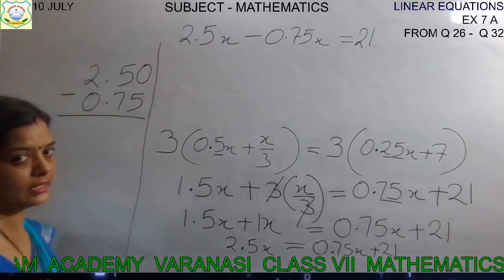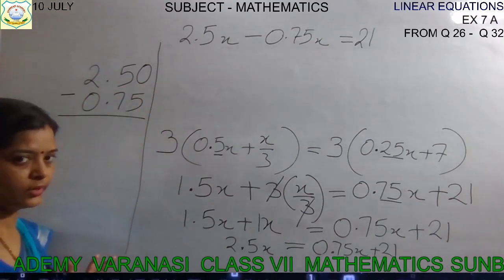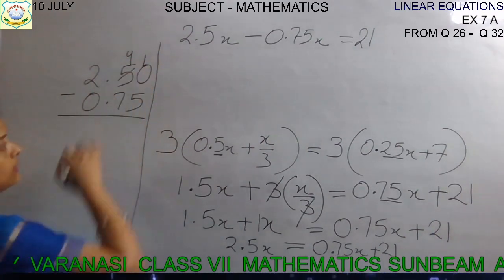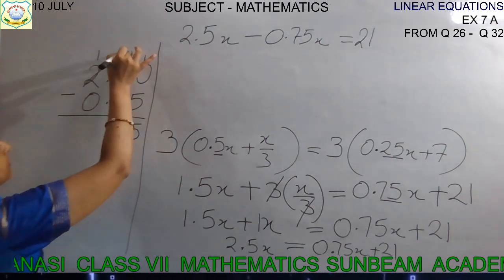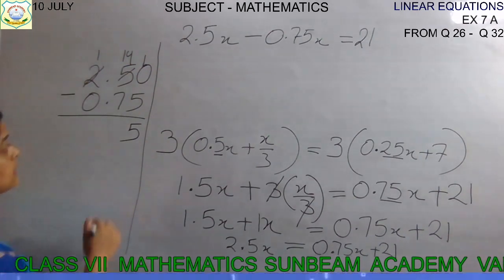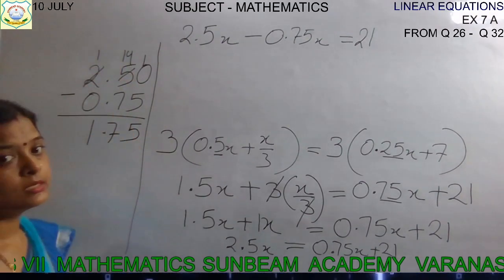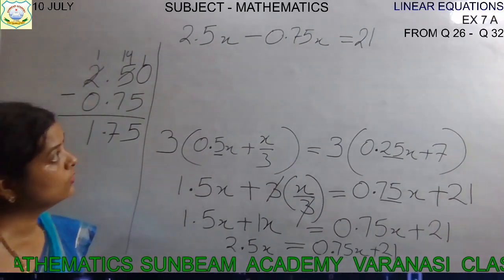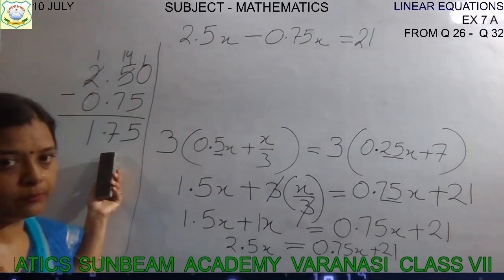So for that we have to make them like decimals. Put 0 at the end. If you put 0 at the end, it does not change its value. It is still 2.5. Now when you subtract, this will become 4 and this will become 10, isn't it? 10 minus 5 is 5. And now this 14 will come here, 1 will be borrowed. So 14 minus 7 is 7, and what is left here? 1. This is the method to subtract any decimal number. Now we will write 1.75.